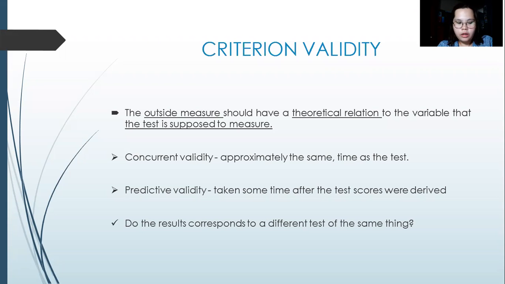Kumbaga dito, minemeasure niya how well one variable or set of variables predicts an outcome based on information from another variable, and will be achieved if a set of measures from a personality test relate to a behavioral criterion on which psychologists agree. Kumbaga meron dapat pagkakahalintulad sa kanila. Okay, bali ang criterion validity nahahati siya sa dalawa, concurrent validity and predictive validity.